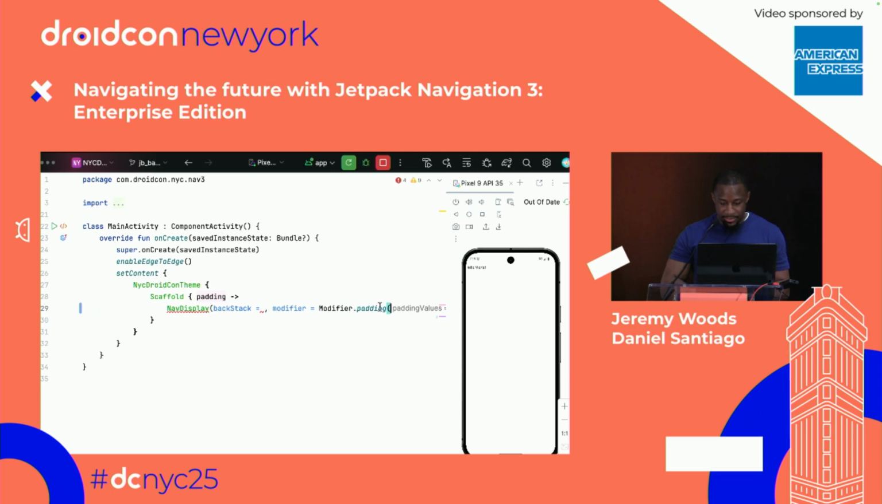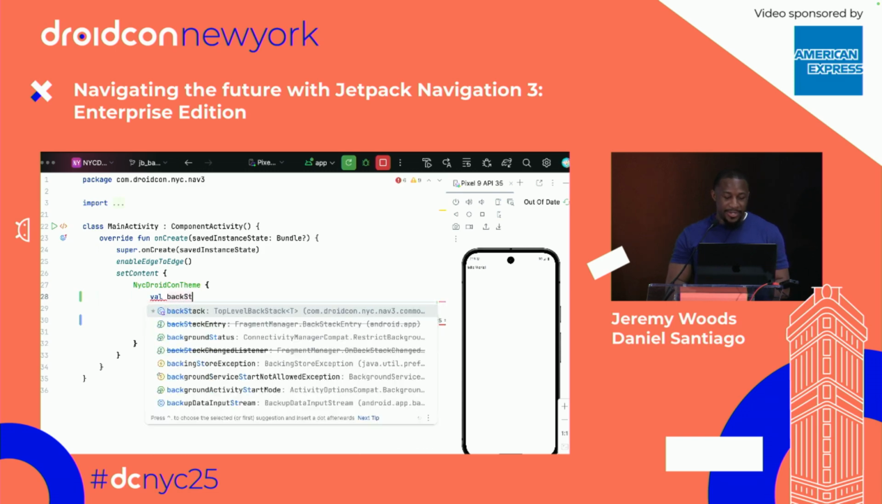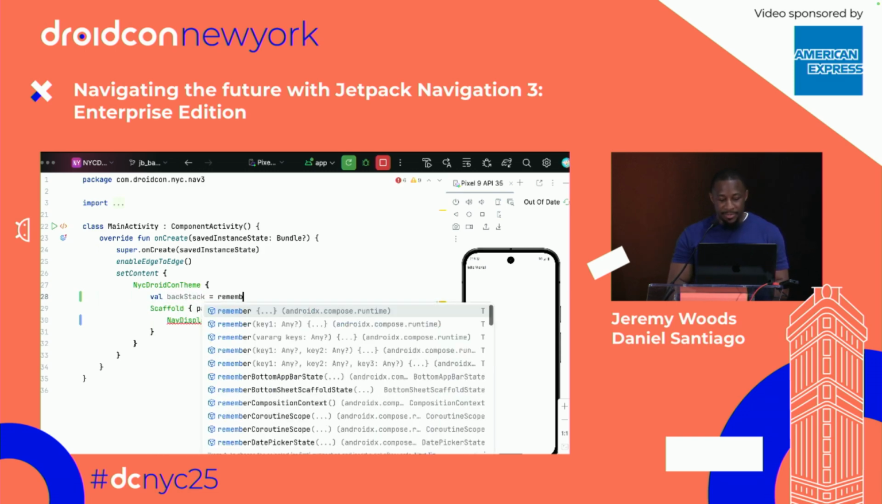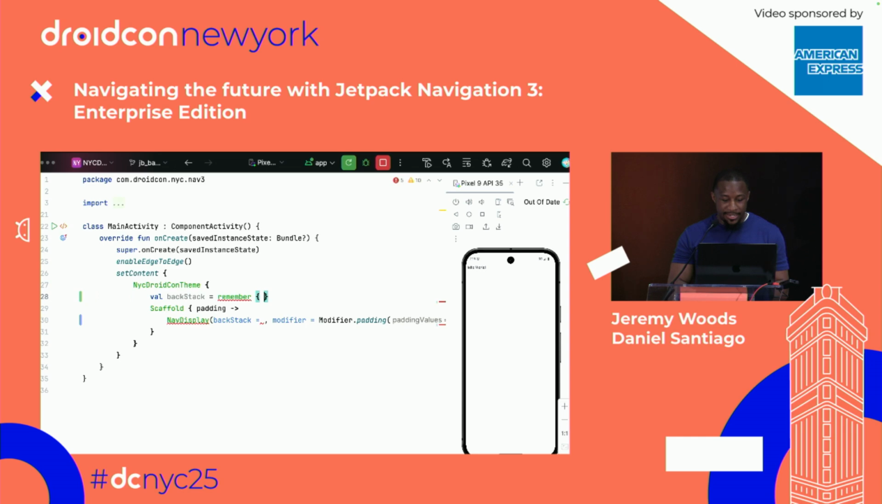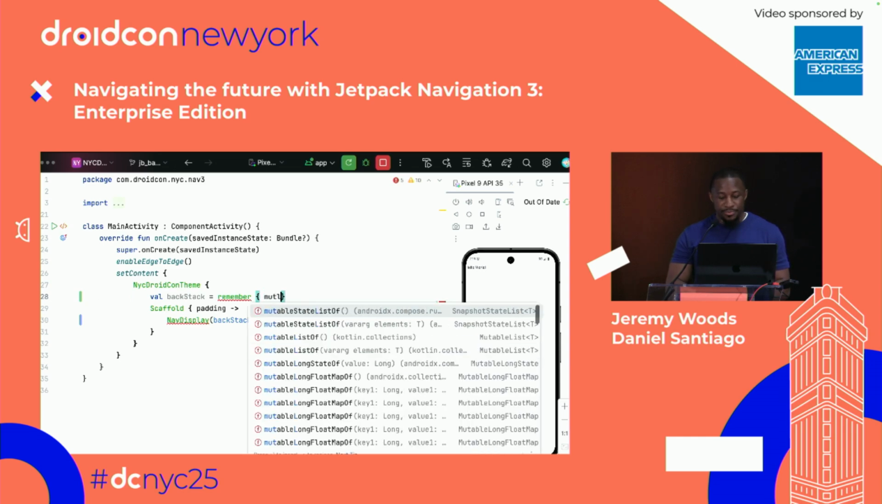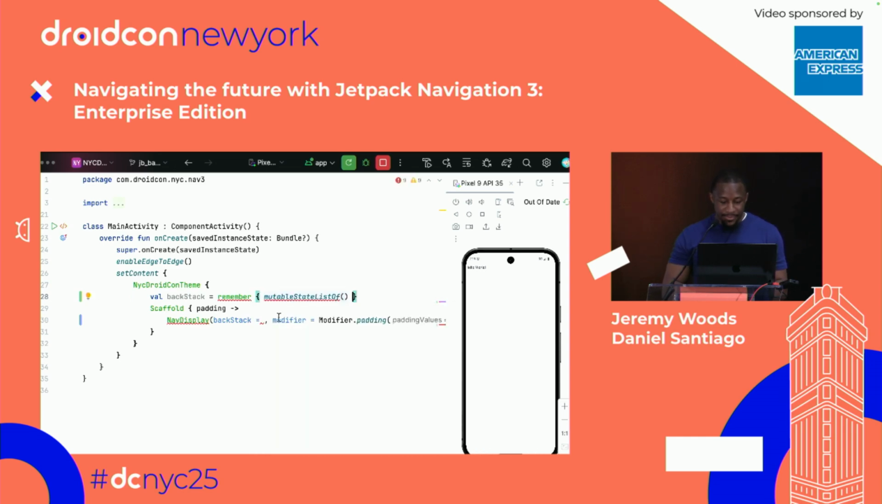And then we need to define our backstack. So what would our backstack be? We can keep it very simple. Backstack, we'll remember it so Compose knows that we care about this item. And then we'll do a mutable state list of. So what items should be in our backstack? Remember, we wanted to define the feed screen and the profile screen.